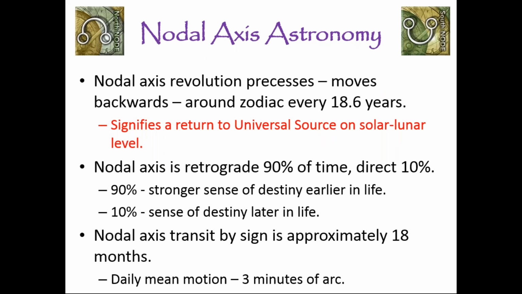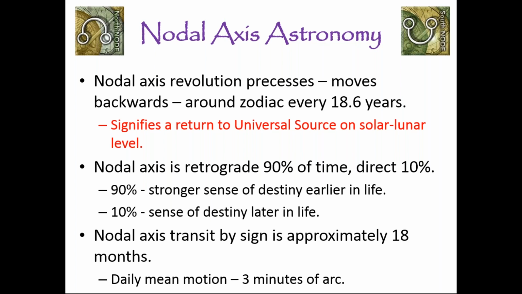They precess as they go Pisces, Aquarius, Capricorn, etc. It takes about 18 and a half years to have a complete nodal cycle through the zodiac. Their movement backwards signifies a return to source on a solar lunar level. The nodal axis is retrograde about 90% of the time.